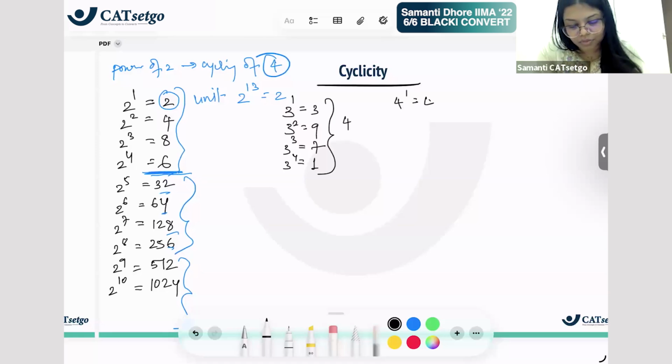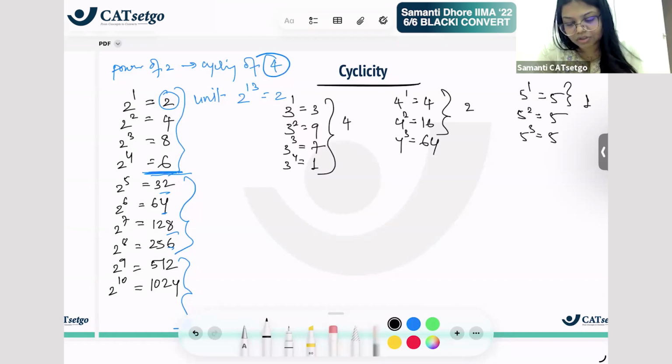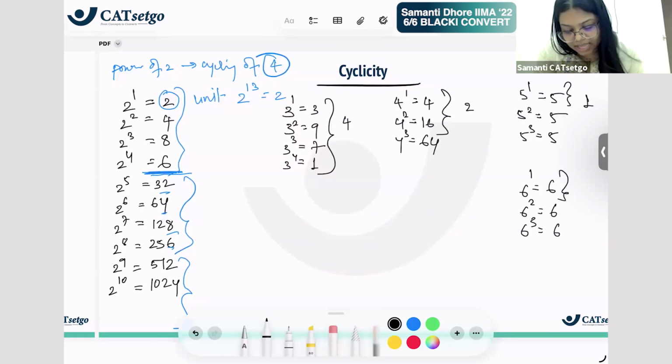Then 4 raised to 1 is 4. 4 square is 16. 4 cube is again 64. So this goes 4, 6, 4, 6, 4, 6. So cyclicity is of 2. Then 5. 5 has a cyclicity of 1. Always the answer is 5 at the unit place. Then I do 6. 6 square is 36. 6 cube is 216. So again it has a cyclicity of 1 only. Always the unit place is 6.